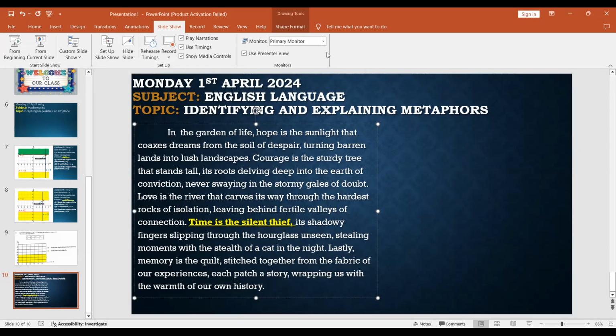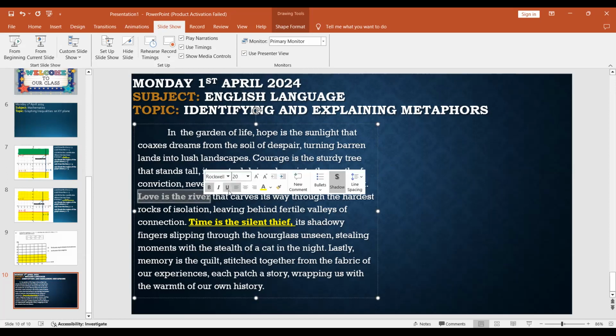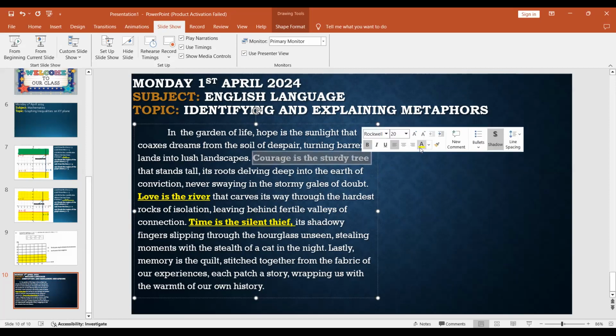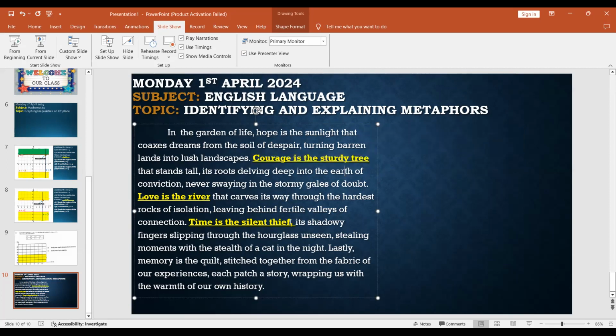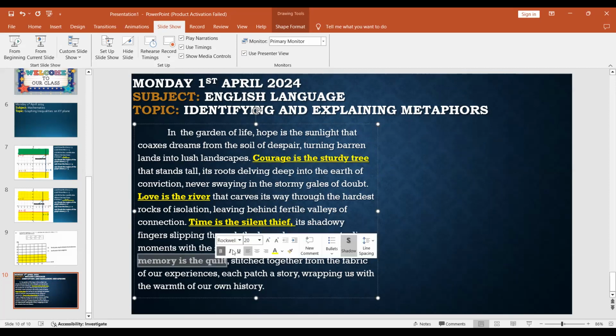That's another. Let's do love is the river. So, time is the silent thief, love is the river. What else we have? Courage is the sturdy tree that stands tall. Very good. Memory is the quilt. So, courage is the sturdy tree. Memory is the quilt, right? How much are there so far? We have 1, 2, 3, 4. I need one more.